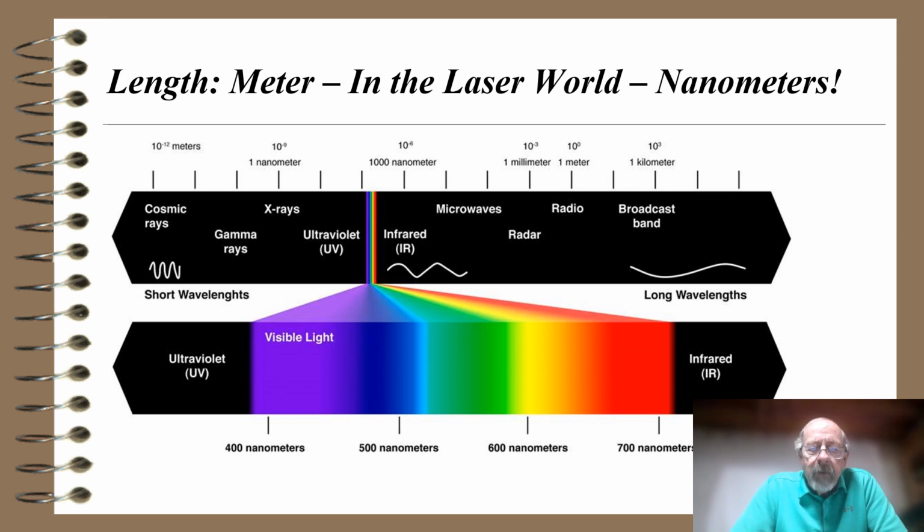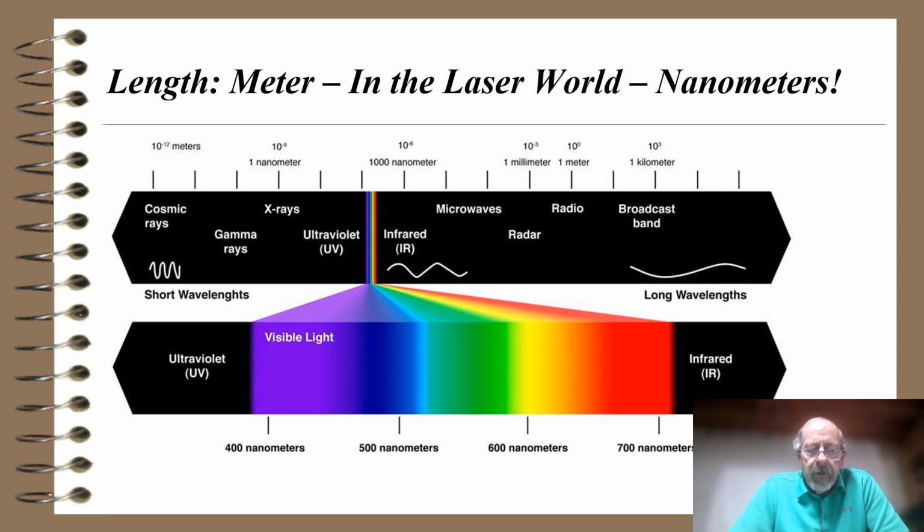And of course, X-rays we know are dangerous to us, as well as gamma and cosmic rays. Ultraviolet is close to the visible light. On the other side of the visible light is the infrared, and we're talking 1,000 nanometers there. Then microwaves, we have microwave ovens, then radar, 1 millimeter wavelengths, then radio waves, 1 meter, and then down below, kilometer wavelengths to the broadcast band, which we consider long wavelengths.